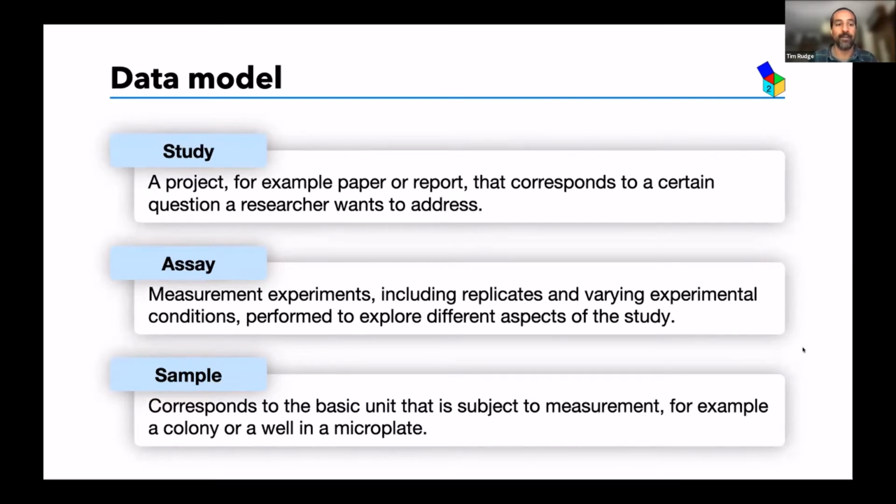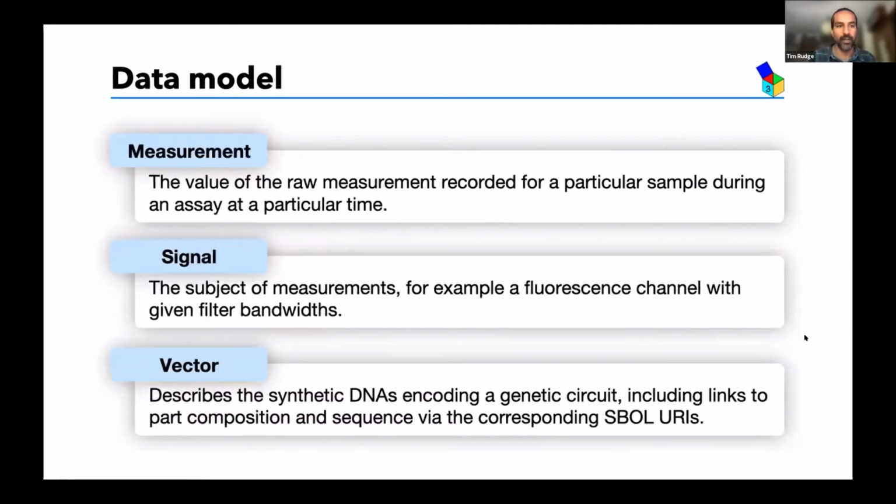And so a sample could be, for example, if we have a plate reader assay, a well in the plate reader, or it could be a culture in a flow cytometry experiment, or a single cell in a single cell experiment, like a microfluidic experiment, for example. So those samples are subject to measurement, and they produce these elementary objects, which are measurements, which are single time point measurements of a particular signal at a particular time. So a signal could be a fluorescence channel, for example.